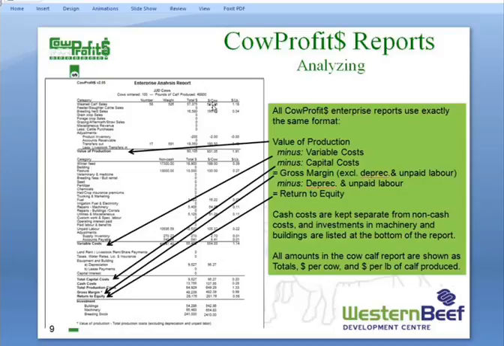And also all the amounts in enterprise reports are reported, in the case of livestock, in dollars per cow and dollars per pound of calf produced. In the feeder enterprises, they're reported as dollars per pound gain. In all of the crop reports, it's also reported in dollars per ton of product produced. So let's take a look at the various reports and how we might look at them, and also let's look specifically at the areas of this cow-calf report, value production, and all the way down.